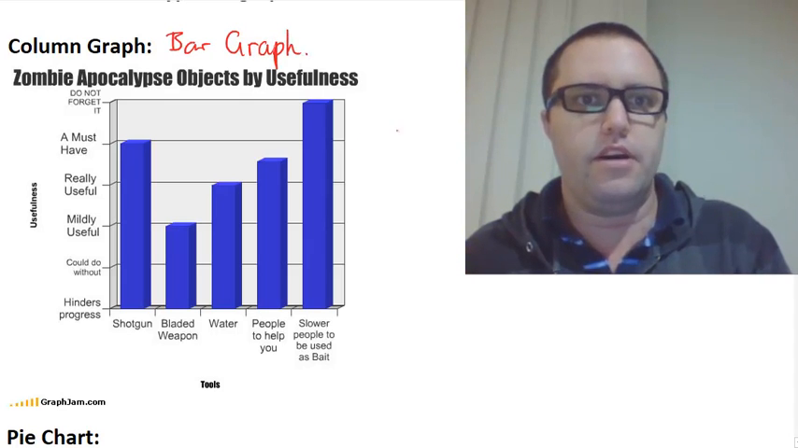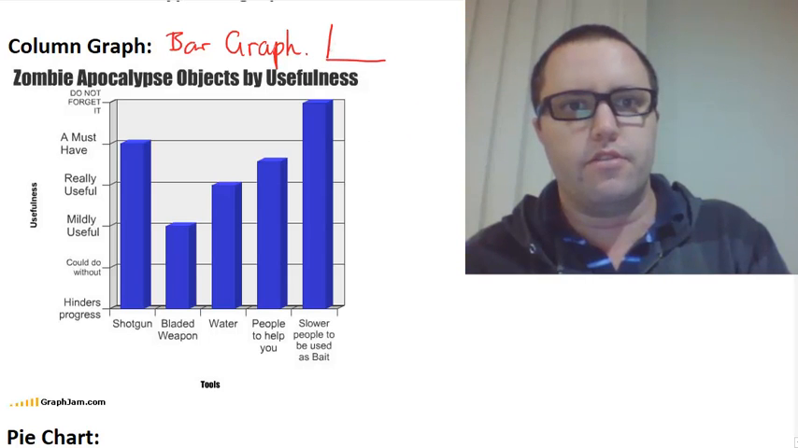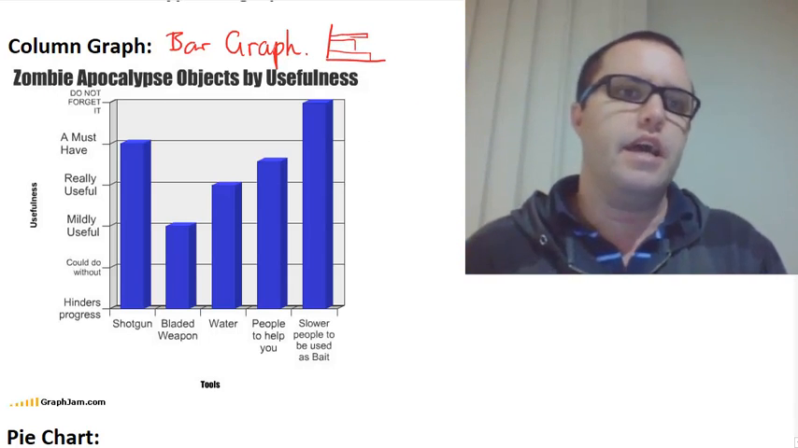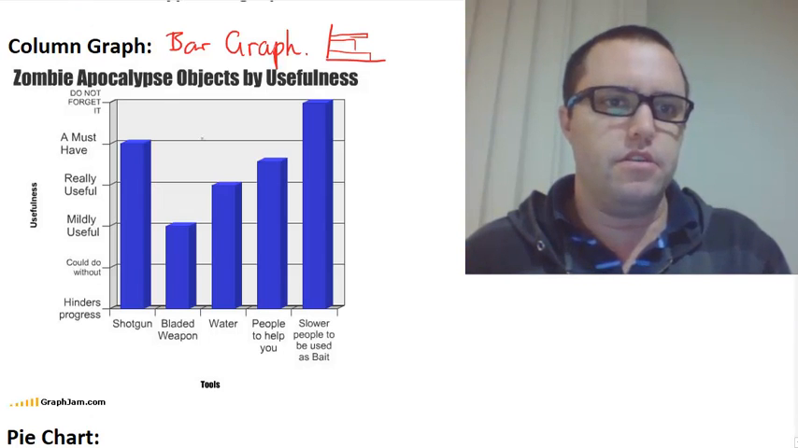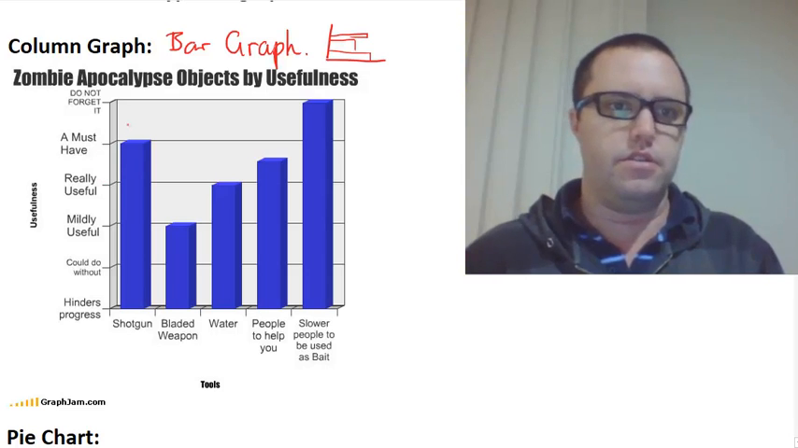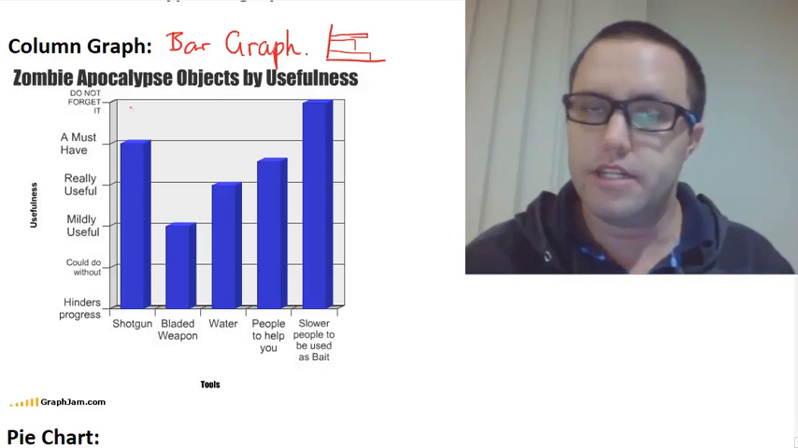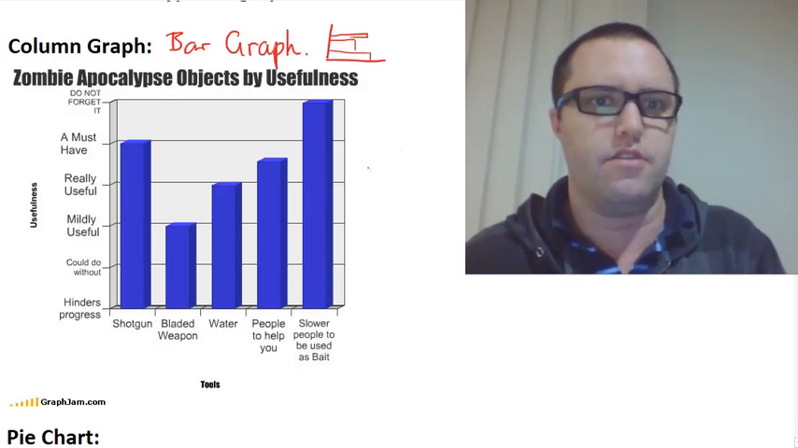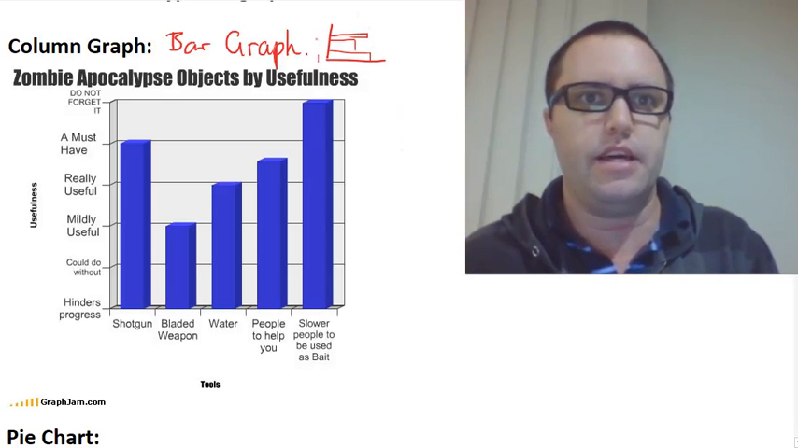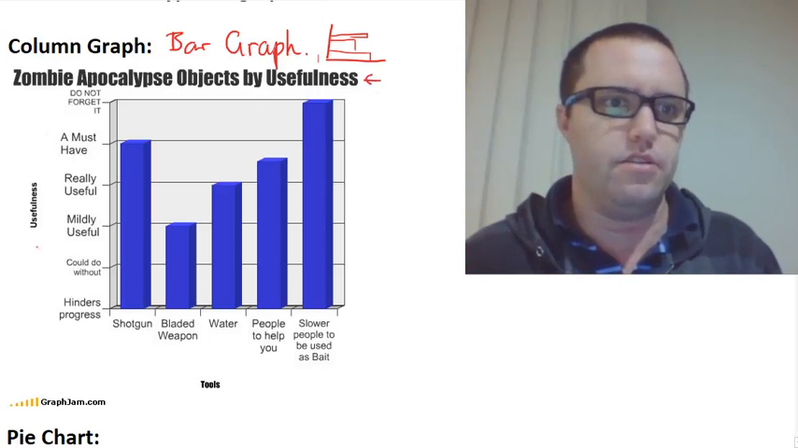Or a bar graph. Bar graph could be more so one that has horizontal lines rather than vertical lines. Anyway, with these ones here, essentially what you're doing is that you're looking, so for instance, we've got here a zombie apocalypse objects by usefulness. So charts and graphs always have a little heading like that.